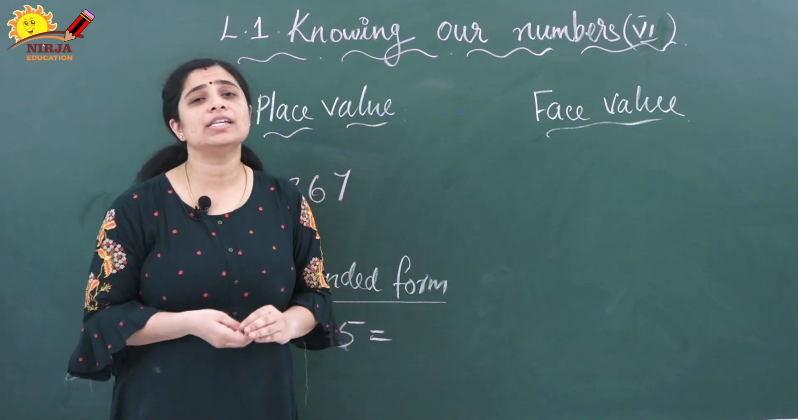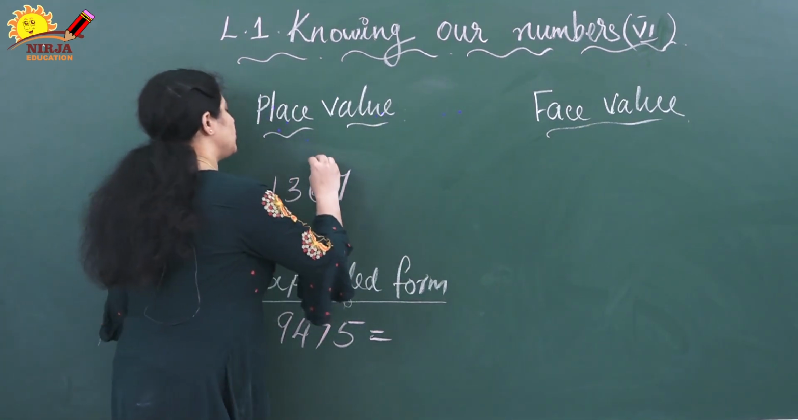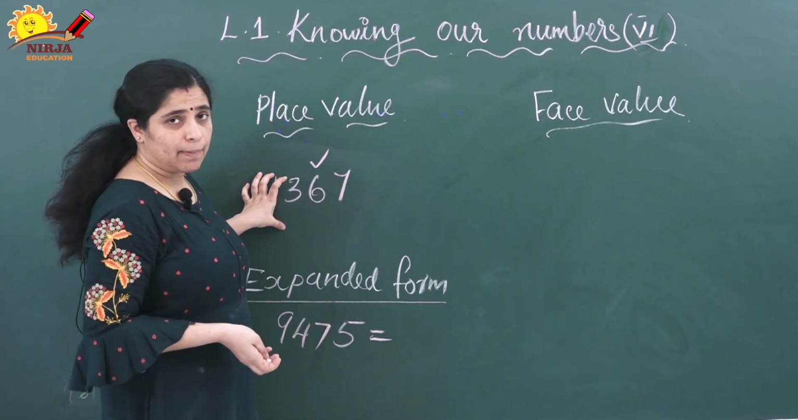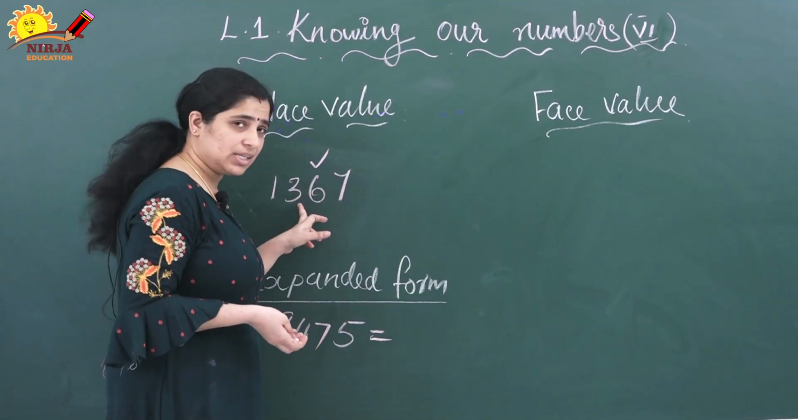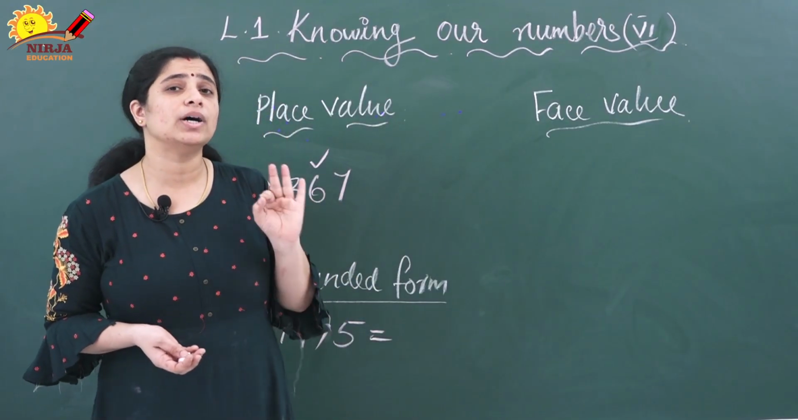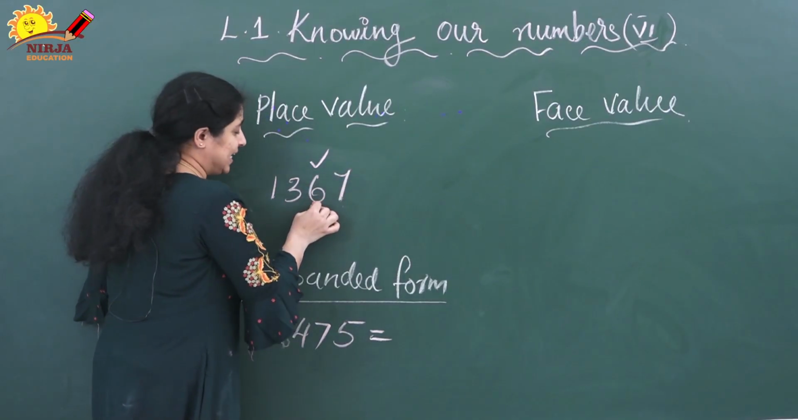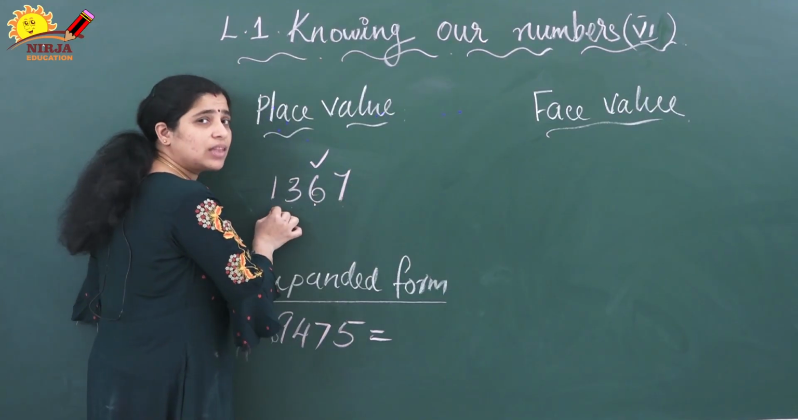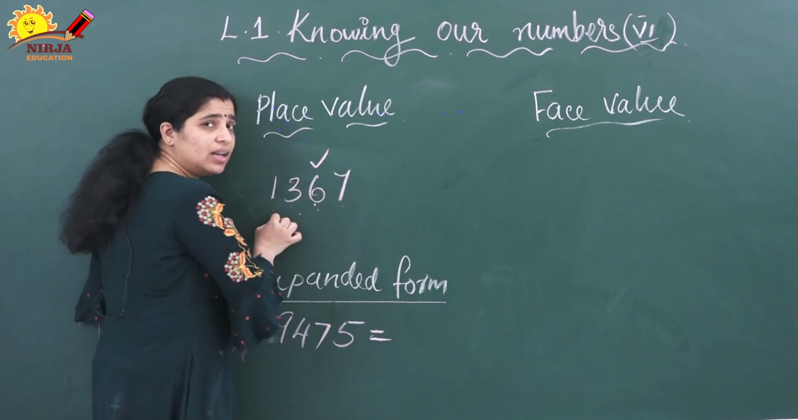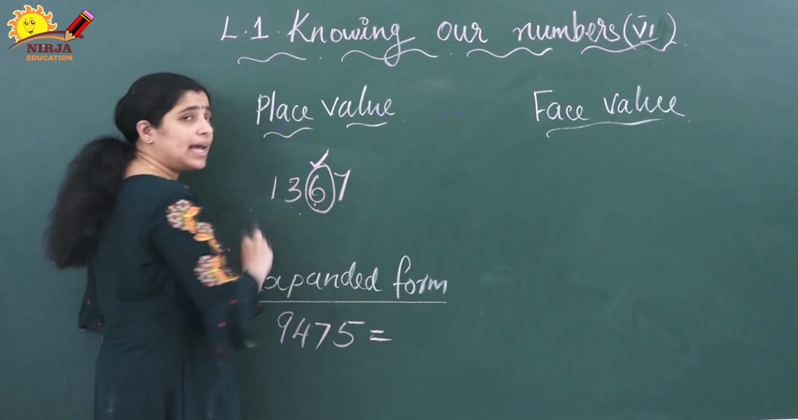How can you find the place value of a number? You know that. Suppose you have to find the place value of 6. Write these numbers. You have to consider the number 6 and find in which place it is. We will count from here only. Ones, tens, hundreds and thousand. I will repeat once again. Ones, tens, hundreds and thousand. So 6 is in which place? Yes, 6 is in tens place.